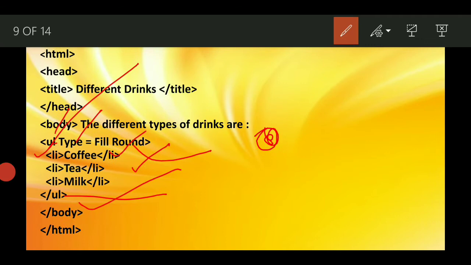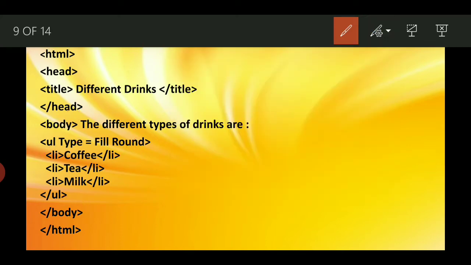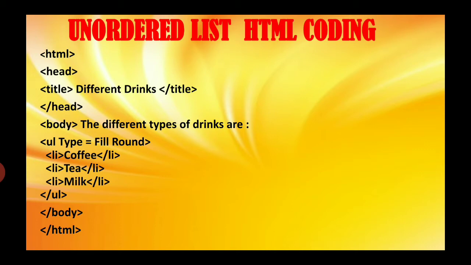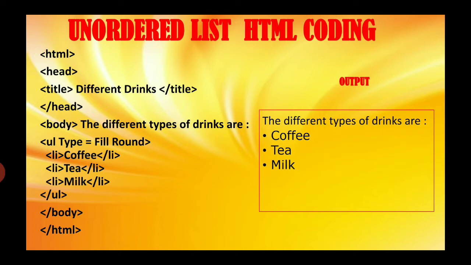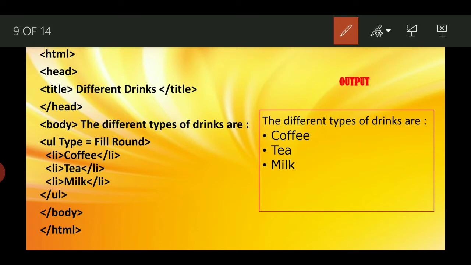Now when I run this program, I'll save it in .html, say drink.html. I have saved the file. After saving the file, I'll open the web browser, maybe Internet Explorer or Google Chrome. Then I'll search drink.html, and when I click on that drink.html, it will display the output. See the output. The different types of drinks are, now you see the bulleted text. Now you see this is the fill round button. These are fill round buttons.